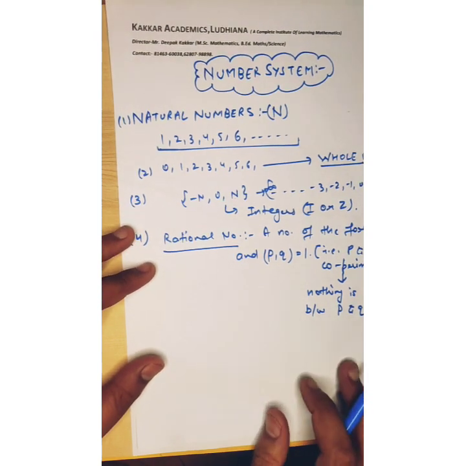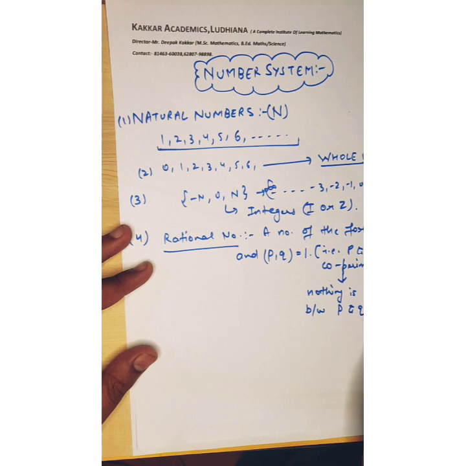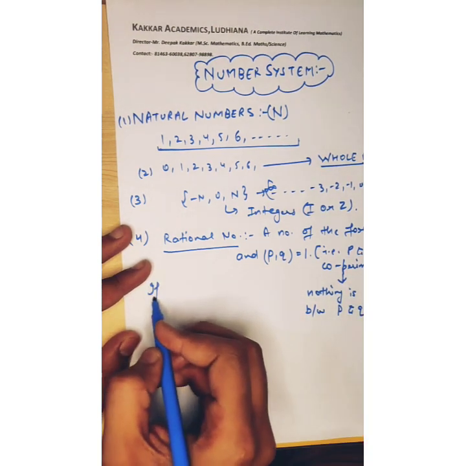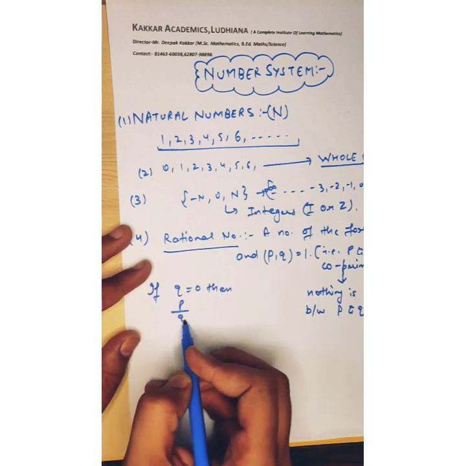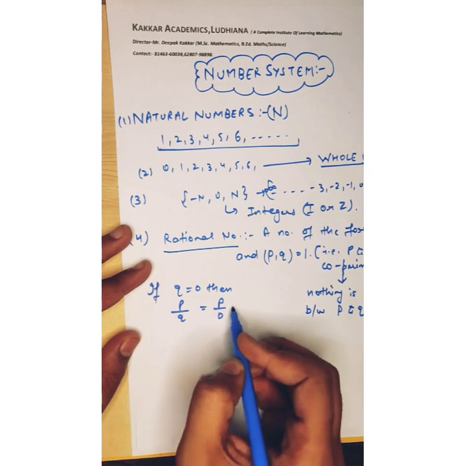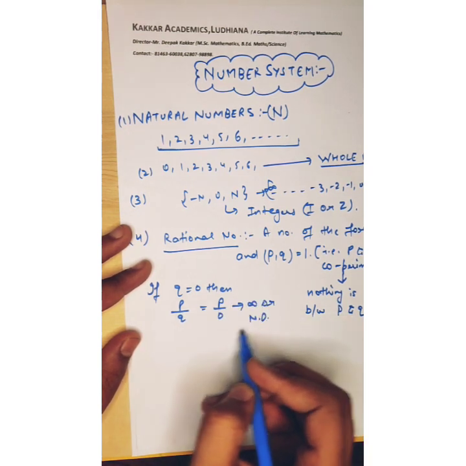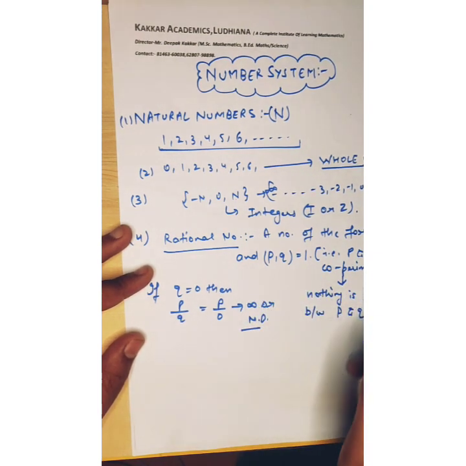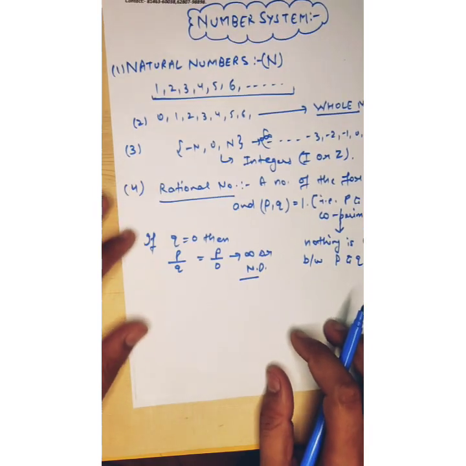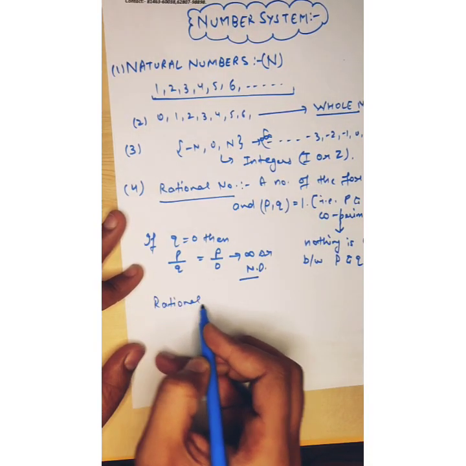So again we read the definition of rational numbers: a number of the form P by Q where Q is non-zero. Why is Q non-zero? If Q is 0, then the ratio P by Q equals P upon 0, which approaches infinity, or we can say not defined. So Q is non-zero here and P, Q are co-prime. So that's all.